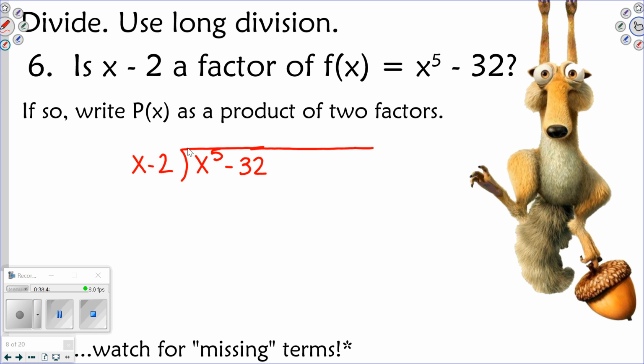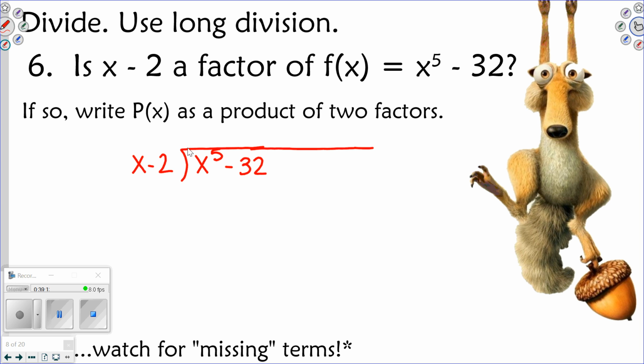Did you guys hear Jonas? I'm missing x to the 4th, x to the 3rd, x squared, x to the 1st. I'm missing 4 pieces in between there. Now, I'm glad that we're starting to see that because that'll make synthetic so much easier. Because if you don't see that with synthetic, it's going to be wrong. But with long division, if you don't notice it, it's okay. You can still muddle through it.